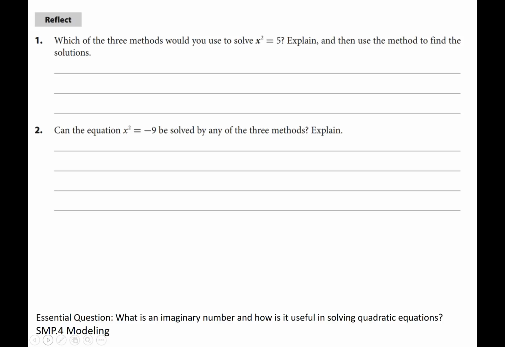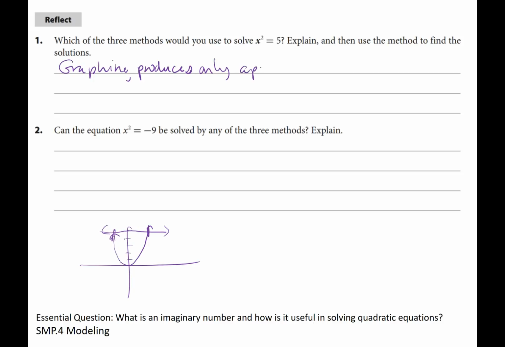All right, so I'm going to reflect a little bit. Which of the 3 methods would you use to solve x squared equals 5? Explain and then use the method to find the solutions. The hard part about graphing: here's my parabola, and then my x squared equals 5, 1, 2, 3, 4, 5. 5 isn't a pretty square number, so I'm not going to get very exact answers here. They would only be approximate answers. So graphing produces only approximate answers.